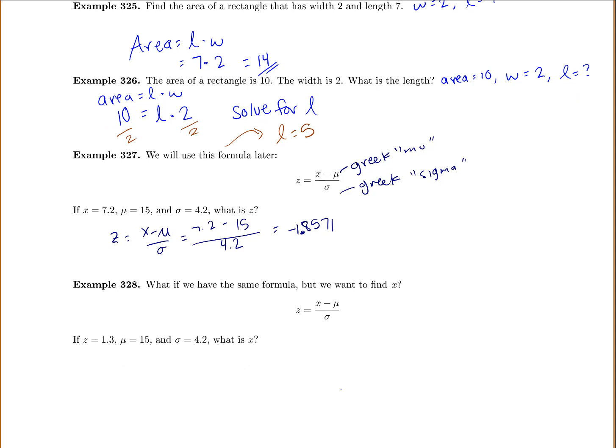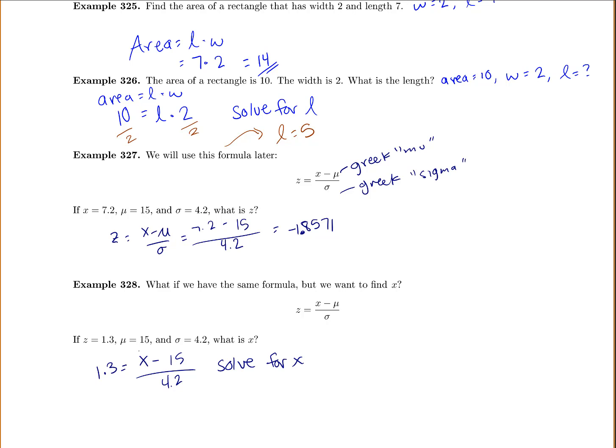What if we have that same formula, but we want to find X? So notice we're going to actually know Z, but we're going to have to find X, so this will be another equation problem. So let's plug everything in. So Z equals 1.3. So 1.3 equals X, which we don't know. Mu equals 15. Sigma equals 4.2. And we need to solve now for X.